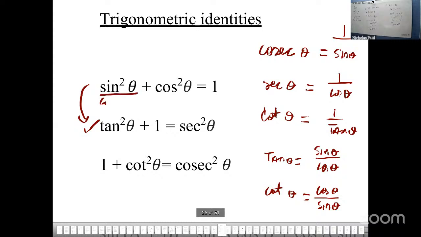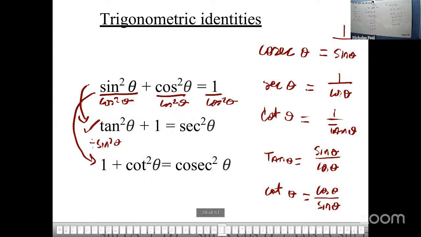Right, very good. If you divide everything by cos squared, you will get this. Okay with that? How do you get the next one? Divide by tan. Divide by sine squared to get the one underneath, and divide by cos squared to get the one on top. Alright, let's start with those now.